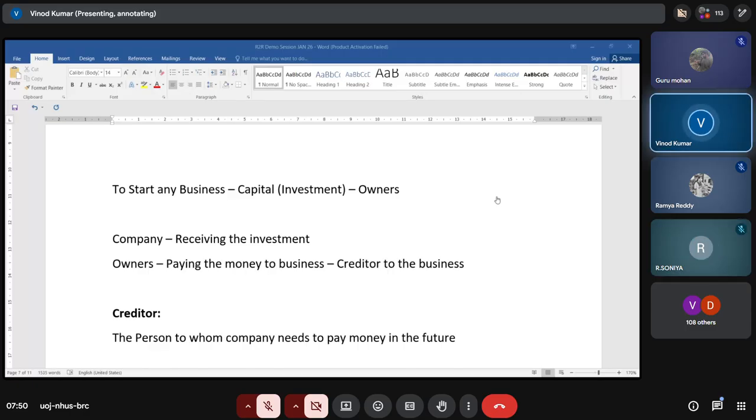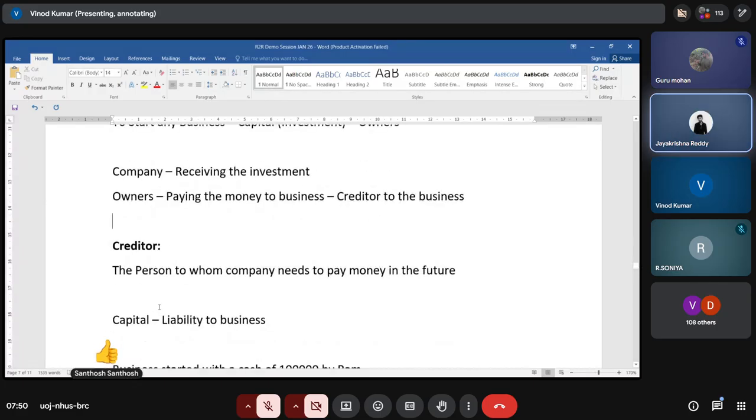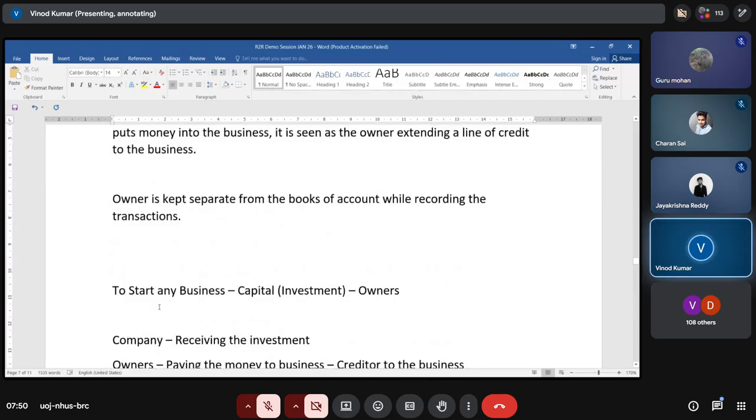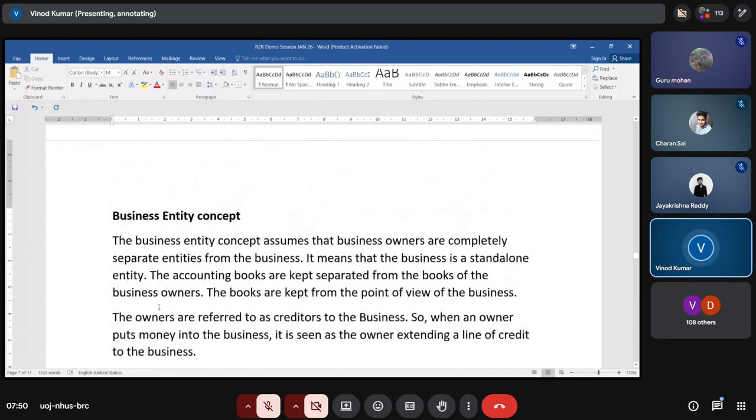Yes, understand this? Any doubts? Clear about this? Yes, sir. So the business is separate and the owner is separate. That will be called the business entity concept, guys.